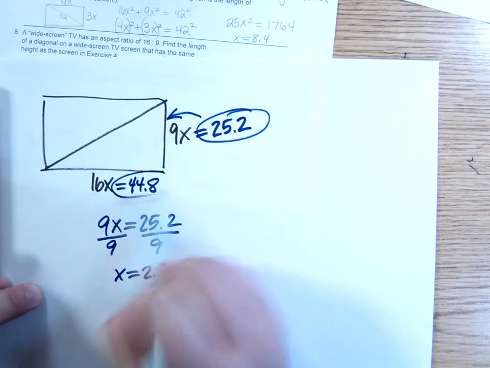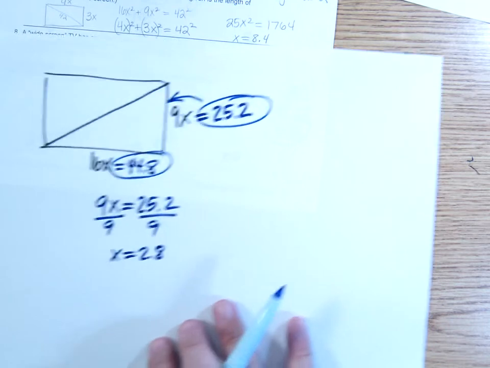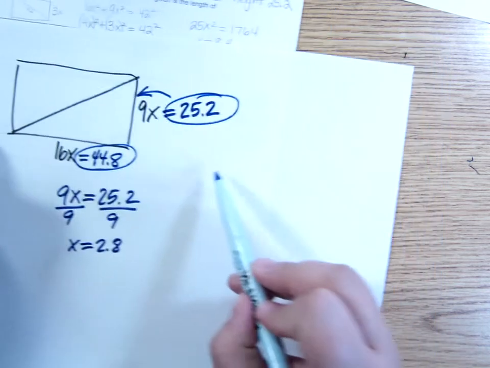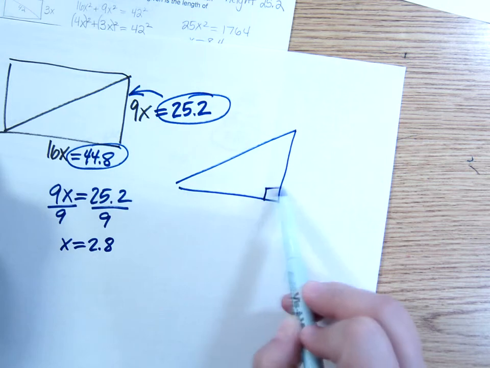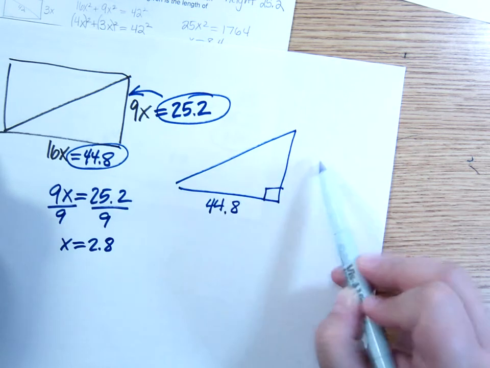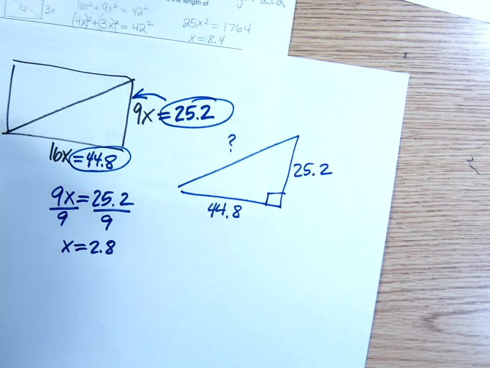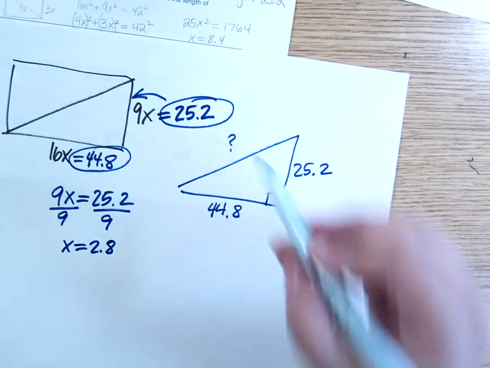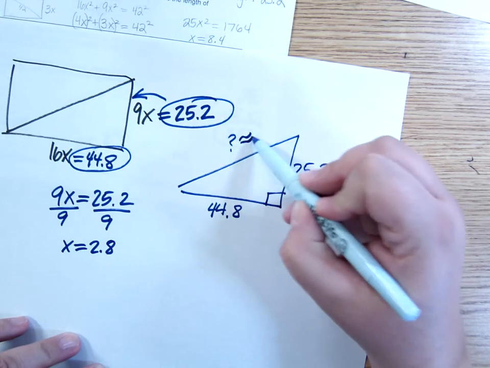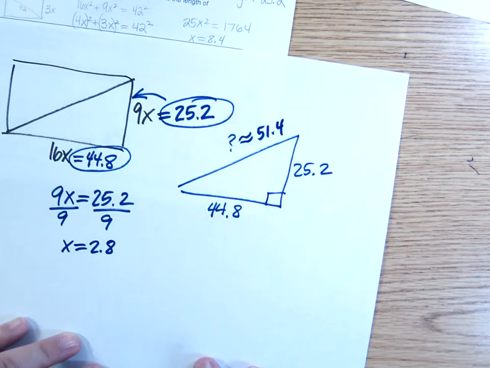So now I have the width and I have the height. So now basically this becomes a problem of just doing this. You have a right triangle. Here's one side. Here's the other side. And we have to find the hypotenuse. So we'll do 44.8 squared plus 25.2 squared, and I get 2,642.08, and then I take the square root of that number, and I get about 51.4 is my diagonal.